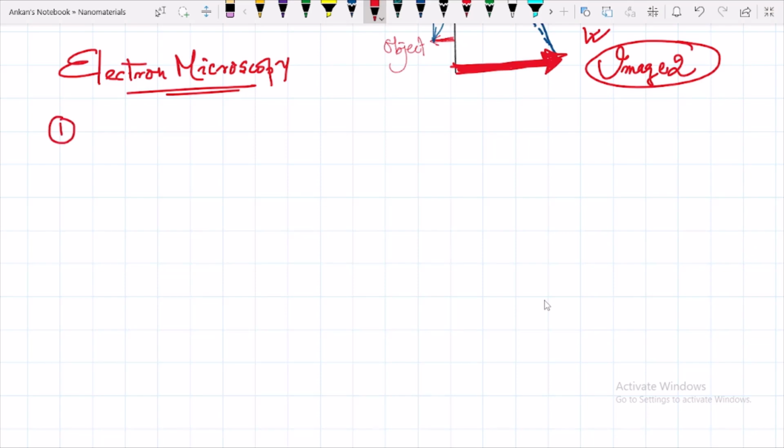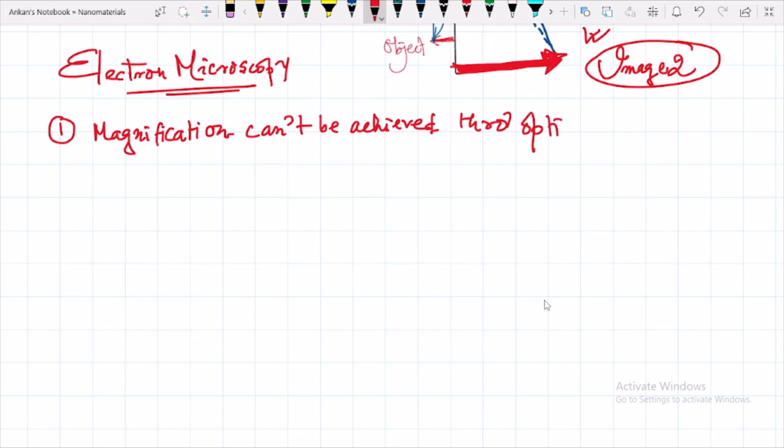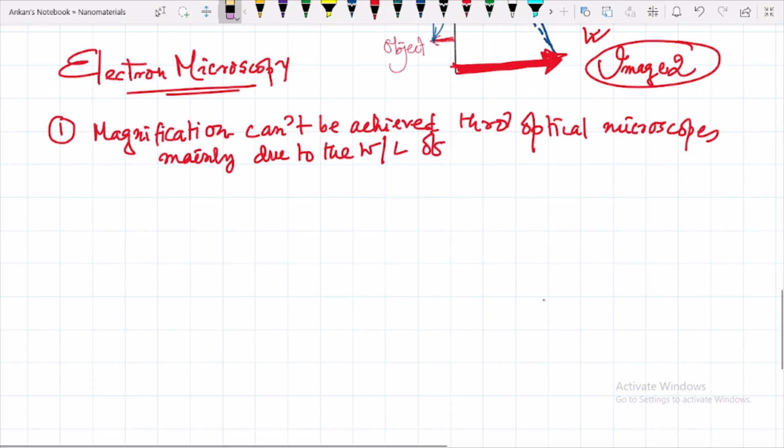So the problem at first was that the magnification cannot be achieved through the optical microscope, mainly due to the limitation in the wavelength of visible light.